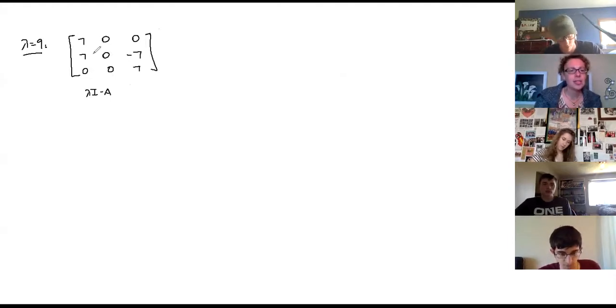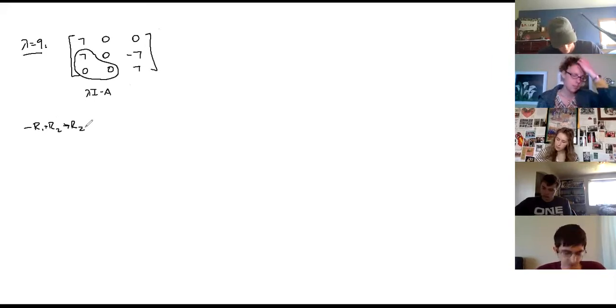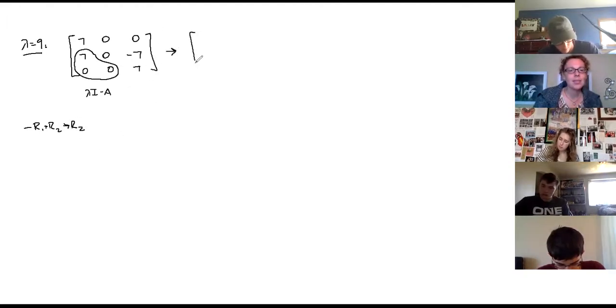Okay, got to zero out some things here. So here's what I'm looking to zero out. Negative row 1 plus row 2 can get sent to row 2. And if I do that, I am going to get 7, 0, 0, 0, 0, negative 7, 0, 0, 7.